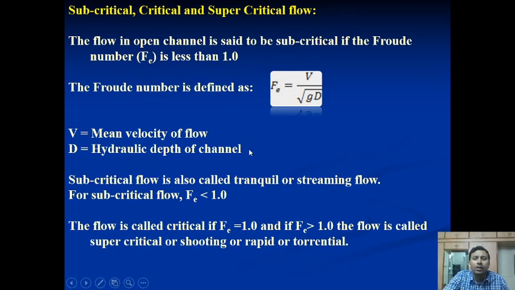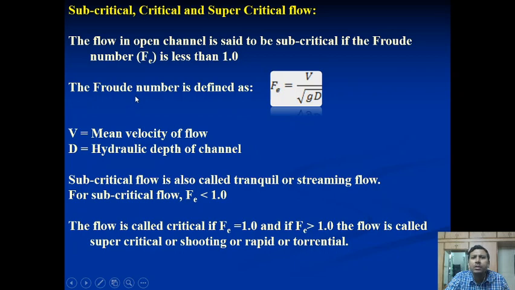But earlier we observed that there is uniform and non-uniform flow, right? So this non-uniform flow is further classified into three parts: one is subcritical flow, one is critical flow, and one is supercritical flow. These three flows depend on the Froude equations. And we derived earlier in dimensional analysis the dimensionless numbers. For example, Reynolds is one of these dimensionless numbers.